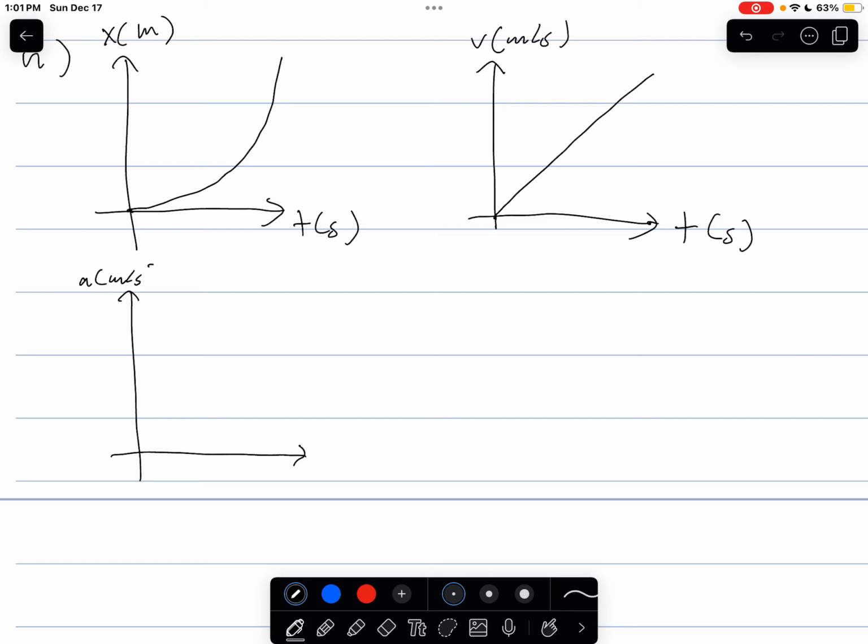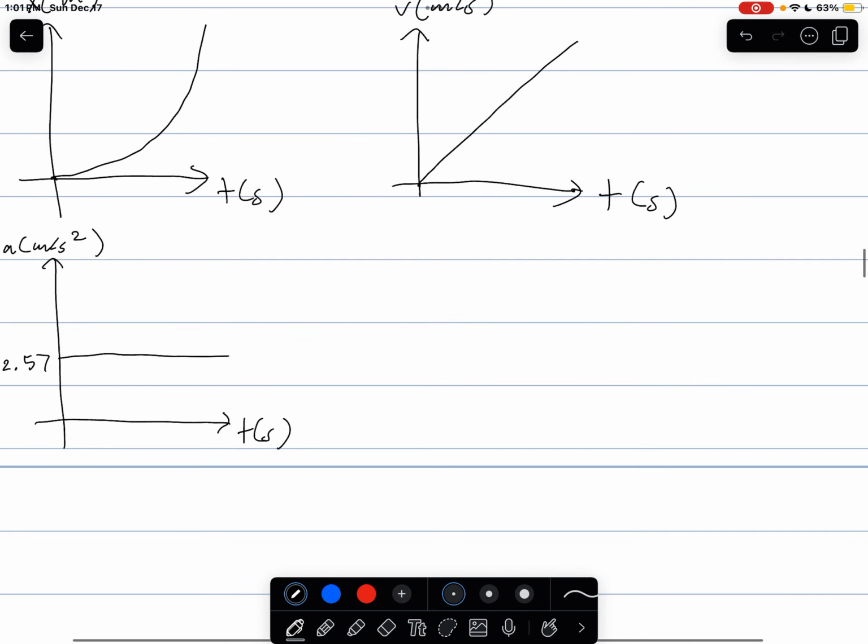So then a of t, a is going to be meters per second squared, and then t seconds. And it's going to be a straight line because acceleration, like I said before, is constant. And net force is going to be newtons, and t is going to be seconds.